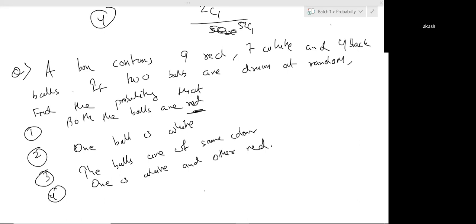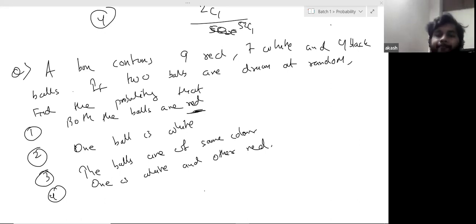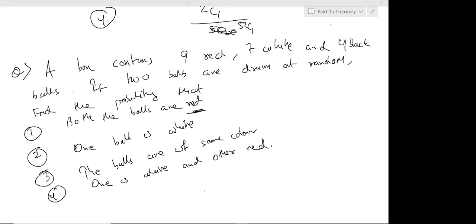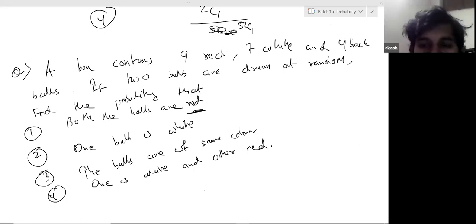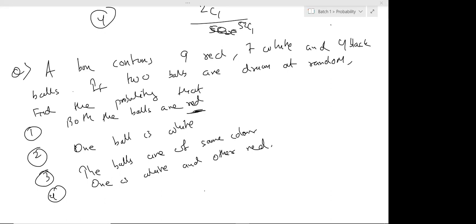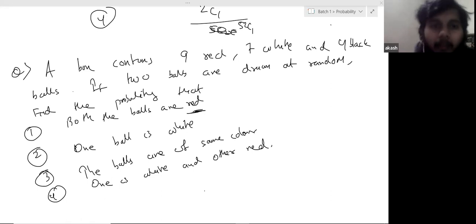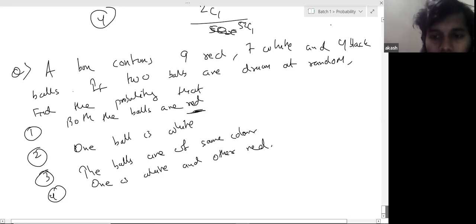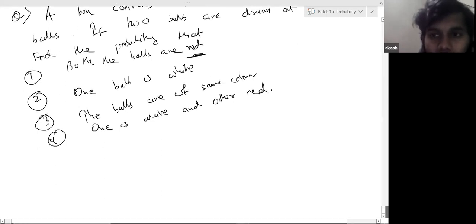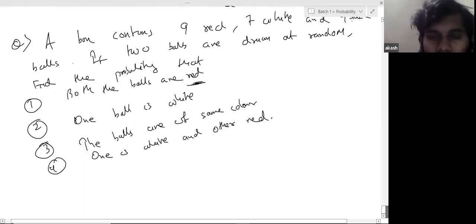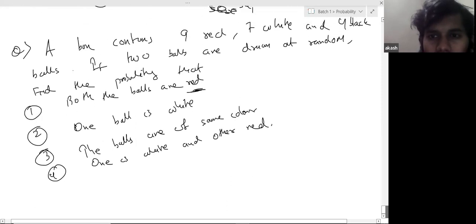Can you solve this? Gautam, Arsalan, Abdul? No, sir. Are you trying to solve, or not happening? Trying, sir. All right, let's see. You have to select two balls, right? Out of how many? 9, 7 plus 4, that is 20. Out of 20 balls, you have to select two balls. In how many ways can you do that, Gautam?